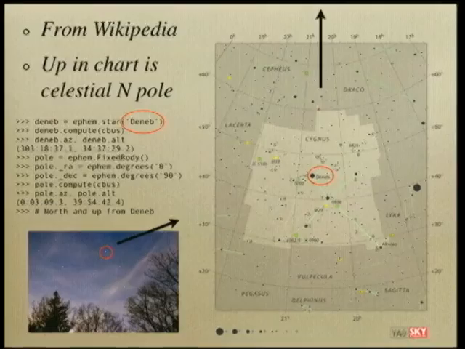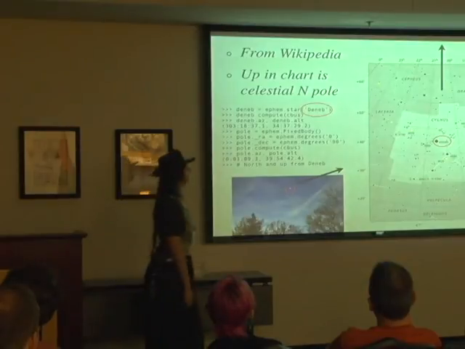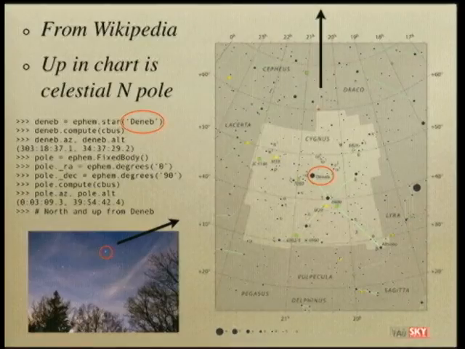So I went to Wikipedia and said, okay, what's Cygnus? So this is a star map. And up is the North Pole. So you can see all these lines are converging towards the North Pole. So this is the declination, and that's RA across the top. I think I got that right.